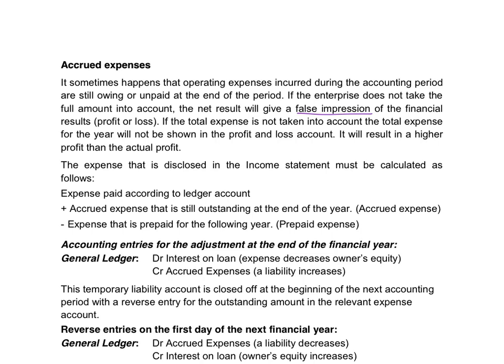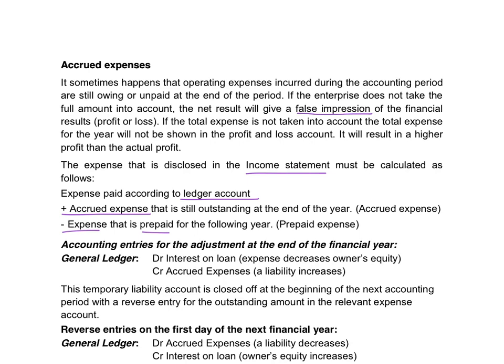This total expense will be disclosed in the income statement. So you will take the expense according to the ledger account, so that's all the amounts that you paid during the year, plus any accrued expenses, amounts that must still be paid at the end of the year because it forms part of the expense for the current year, less expenses that are prepaid for the following year, because those expenses, although they are on your ledger account, do not form part of the expenses for the current year.